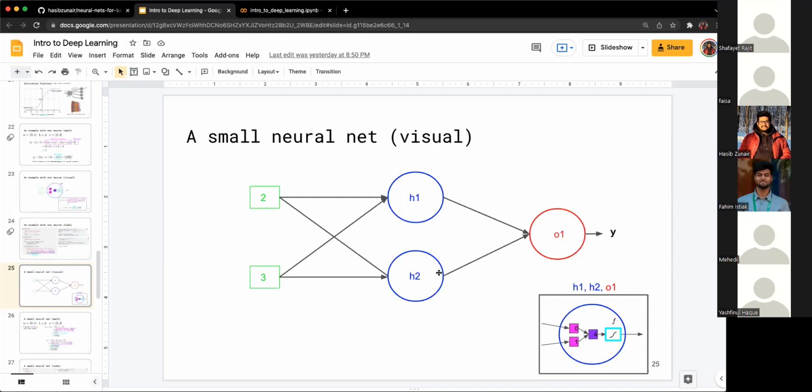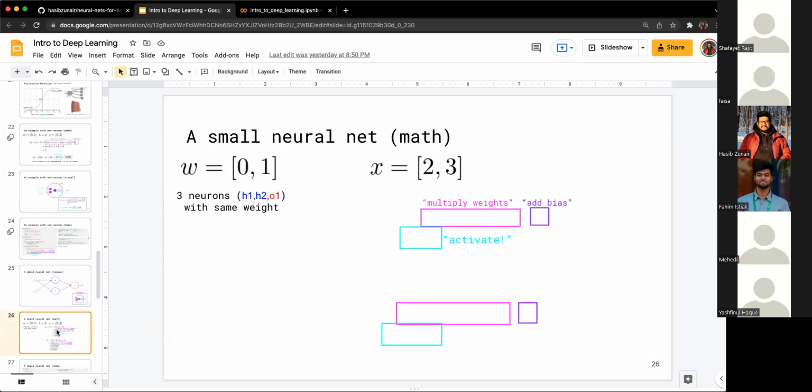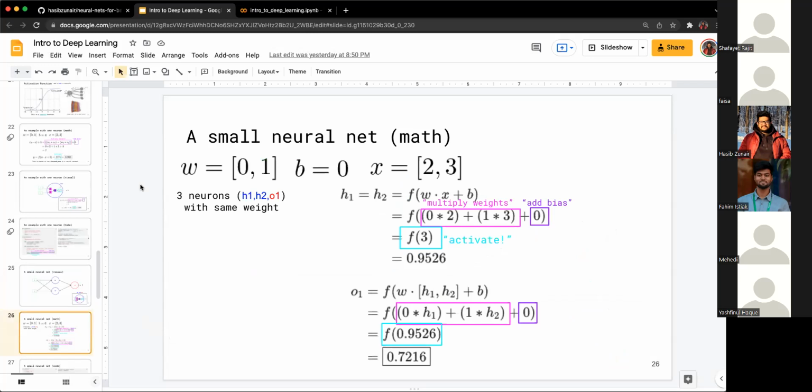For the example, what I did is, for all the neurons, my weights and biases are the same. So we can also look at the math for this. To make it a bit easier, I set the bias to 0. Our weight, our input same. So weight is equal to 0 or 1. Since we have three neurons H1, H2, and O1, we set it to the same weight for all the neurons, right? Same operation they have.